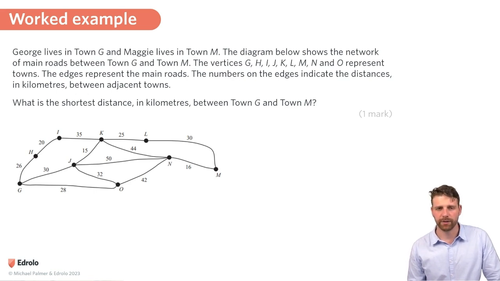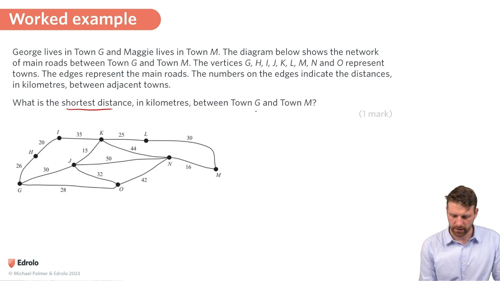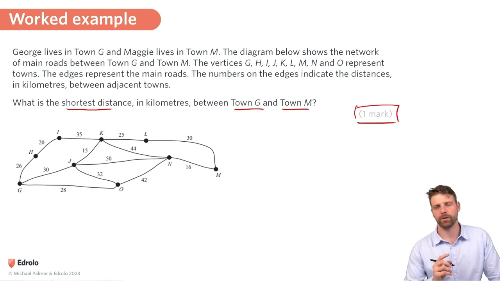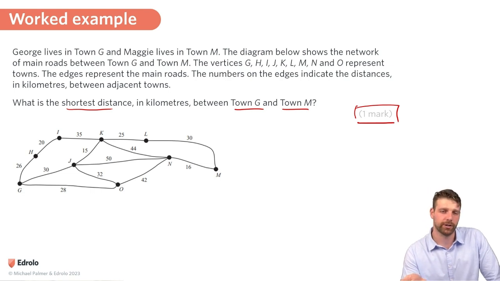Okay, so you're supposed to find the shortest distance in kilometres between town G and town M. And this is worth 1 mark. And this is why I've actually picked this question to show you. If we were to do Dijkstra's algorithm, it would take us more than 1 or 2 minutes, which is about the time you get allocated in your exam.